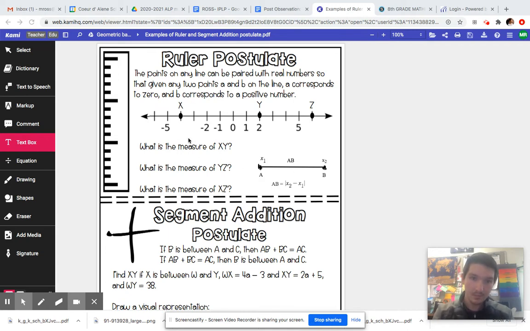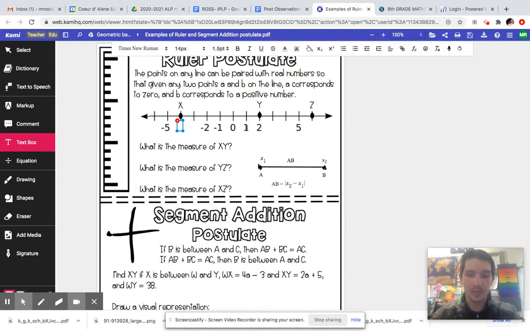So if we're looking at a line or a ruler and it asks you, what is the measure of XY? So we're looking here and here. We know that this is -4, and we know that this is 2. So what we can do is label these. We would label this our x1, and we would label this our x2, because that's our second value, right? They're just simply telling us that we have one x and we have another x, so we have two x's in total.